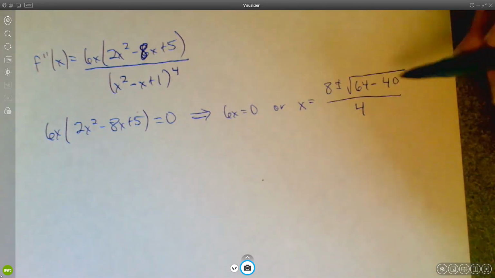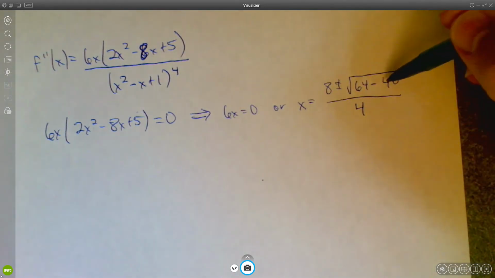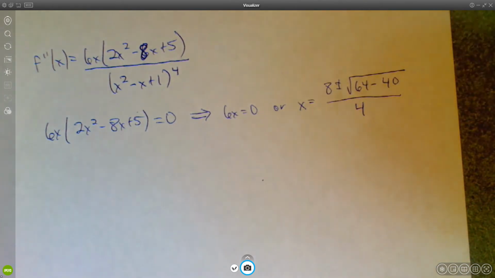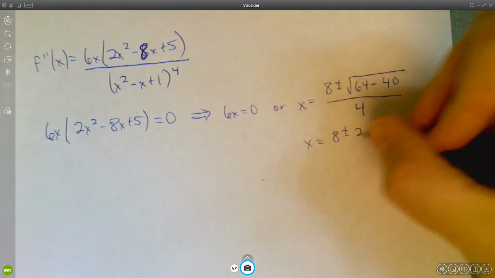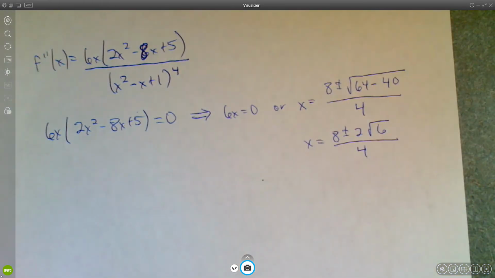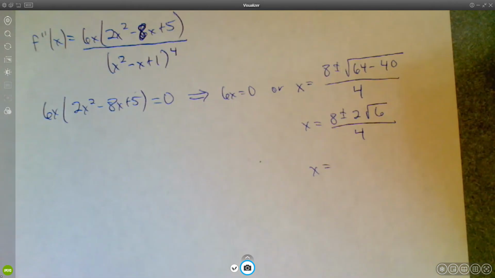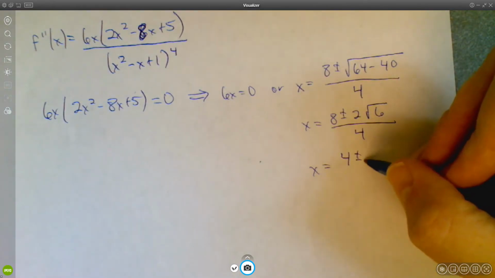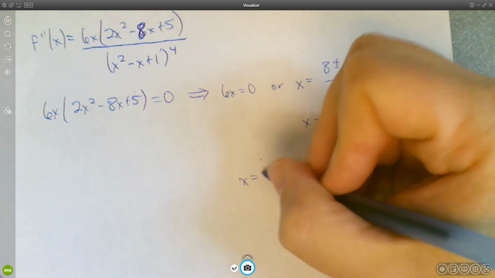Okay, so 64 minus 40 is 24. 24 is 4 times 6, and the square root of 4 is 2. So I can take out a 2 and be left with a root 6 on the inside. And then I can simplify by 2 and get 4 plus or minus root 6 over 2. And then here I'm just, of course, going to get x equals 0.